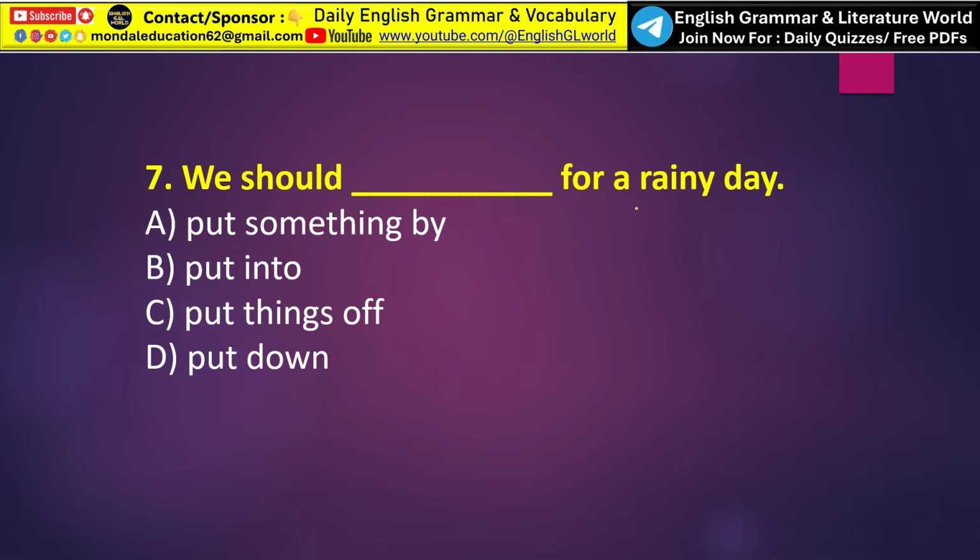Next, we should dash for a rainy day. Now look at the options. Is it put something by, is it put into, is it put things off, or is it put down? So which one is correct? Here the correct answer is option A, that is put something by. So the phrase put something by means to save money for future needs or emergencies. Okay, so the expression for a rainy day means for difficult times in future. So the sentence means we should save some money for future problems or emergencies. Okay, so here the correct answer is option A, that is put something by.